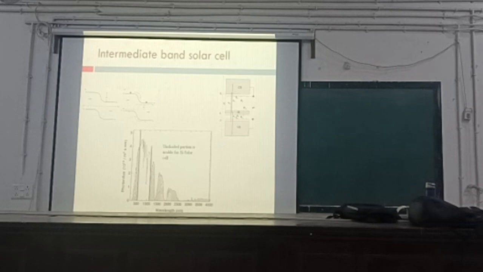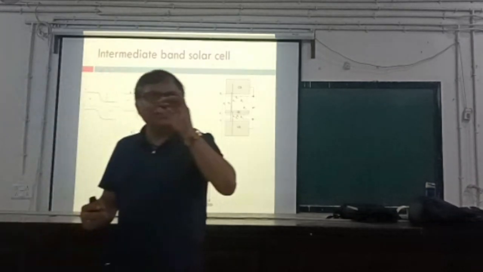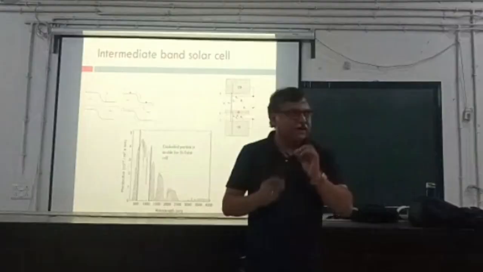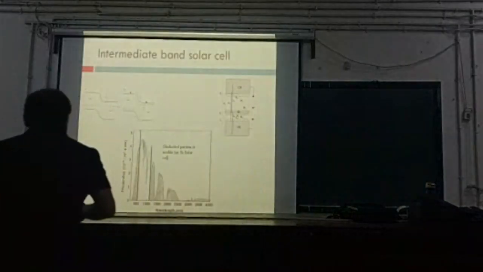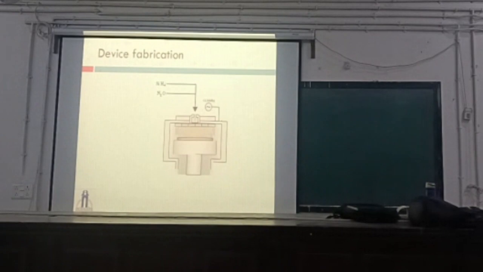But there is a condition that this intermediate band should be electrically isolated. Otherwise, the voltage that you get from the solar cell will be lost. So that has to be created everywhere. Now I am showing you one experiment.